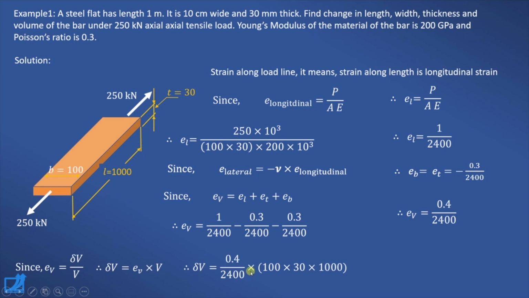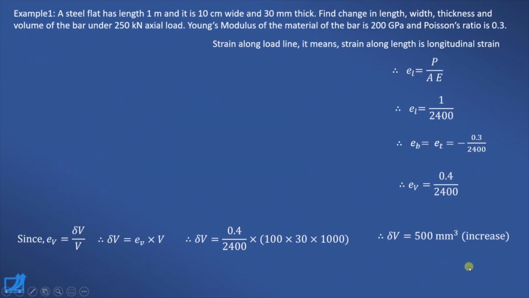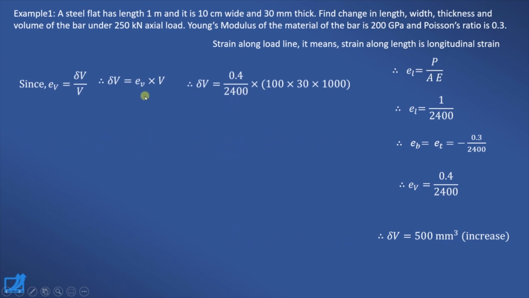Just substitute the values. What is volumetric strain? 0.4 divided by 2400. So put it here. This is volumetric strain into corresponding volume, and you got the answer. So this is change in volume. When you write the answer, you must mention whether it is an increase in volume or a decrease in volume. Since volumetric strain is positive, it means it is an increase. Now let's continue. We have found out volumetric strain and therefore change in volume.